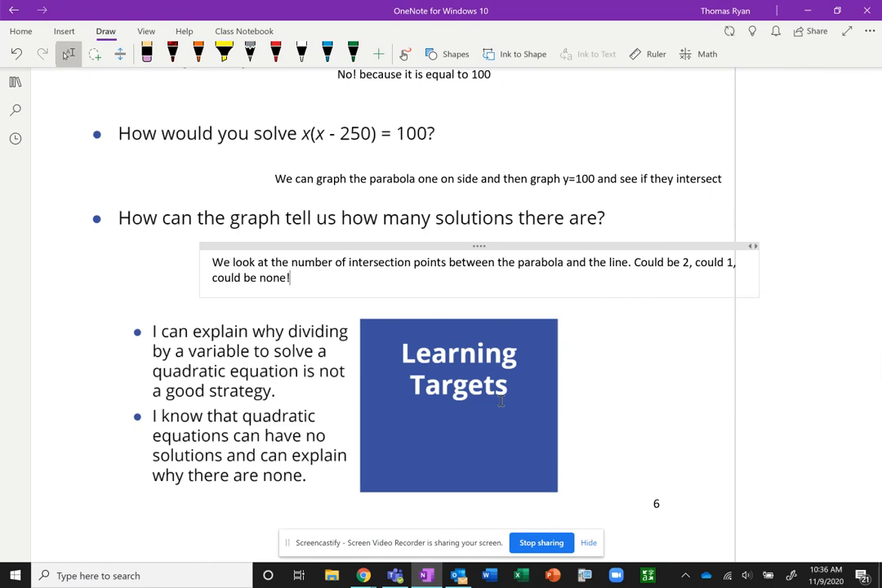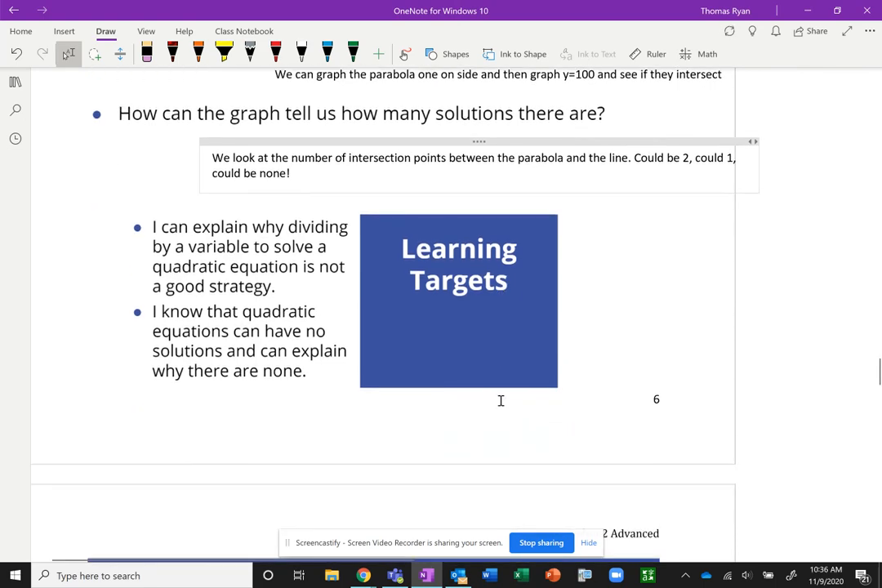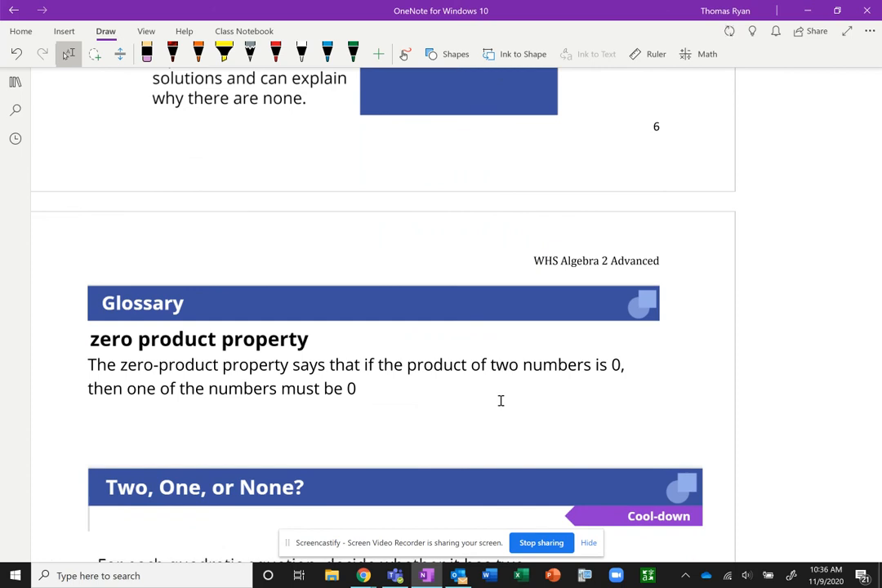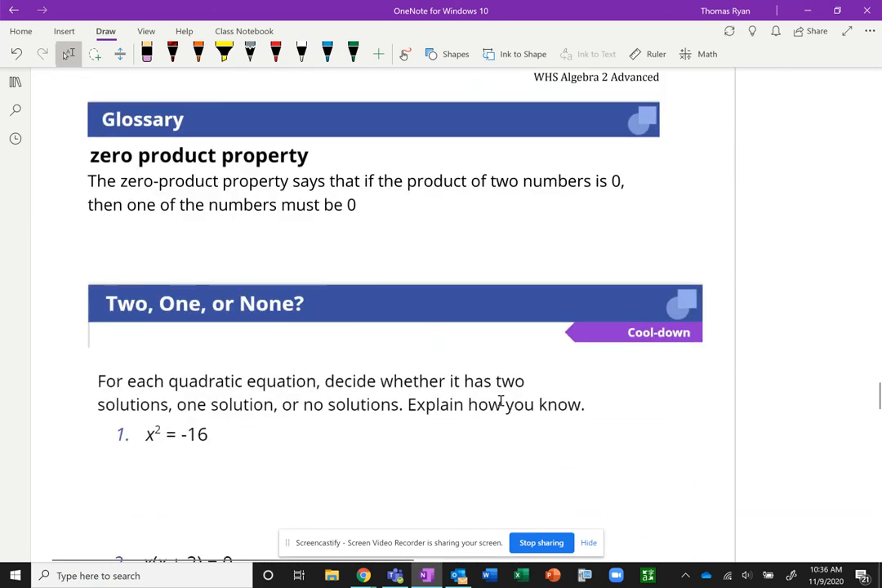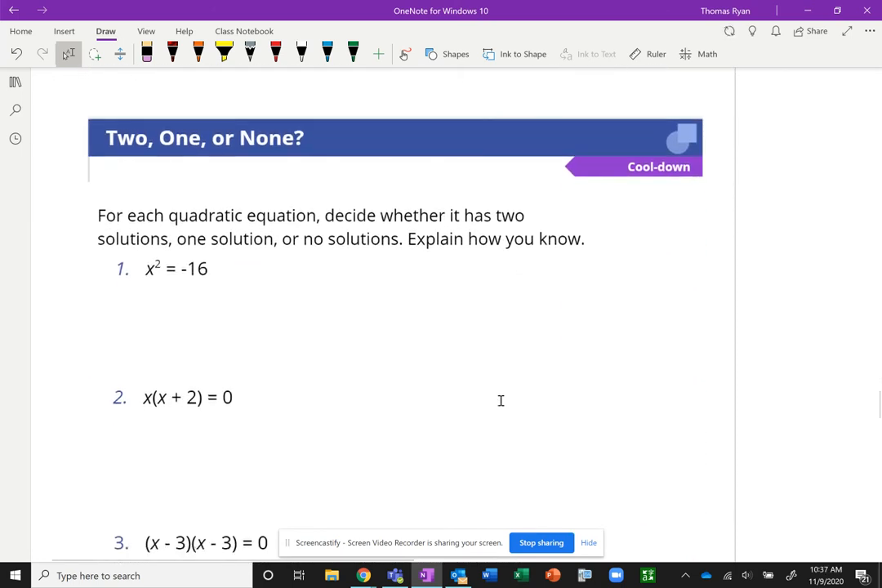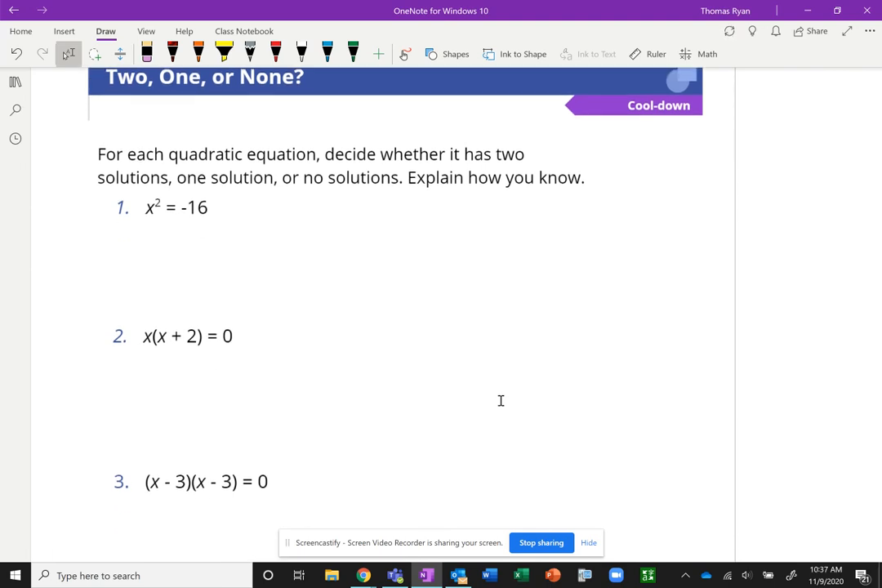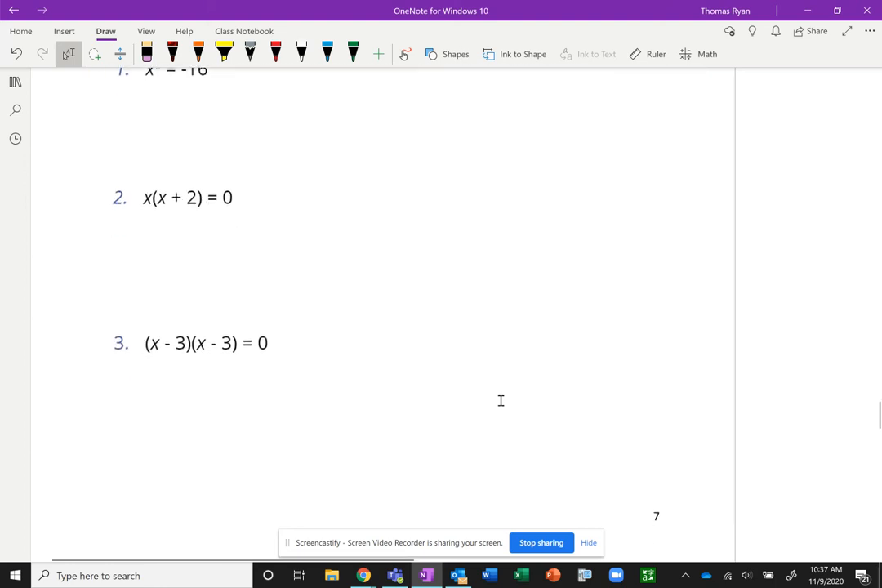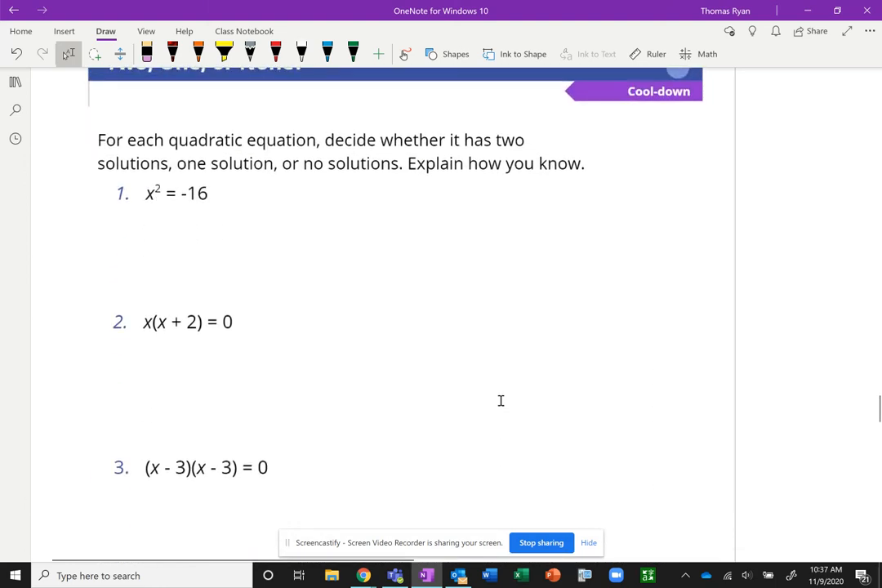Okay, so graphing is a super useful strategy that we need to be able to utilize. And just a reminder, right? Zero product property, it has to be equal to 0. Okay, so what I want you guys to do, take a quick pause, see if you can just determine not what the solutions are, just does it have 2, does it have 1, or does it have none? So take a pause right now. You got 3 of these. See if you can think about these. Pause the video.